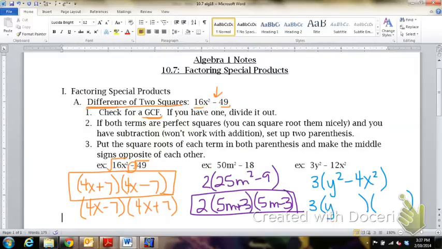Y squared is y and y. 4x squared, the square root of 4 is 2, and x squared would be 2x. One plus, one minus. So it's okay if you have letters in there, just keep them where they belong. Y's go in the front of the parentheses, and x's would go in the back of the parentheses. Okay, so pause and fill all that in before moving on to the next type of special products.